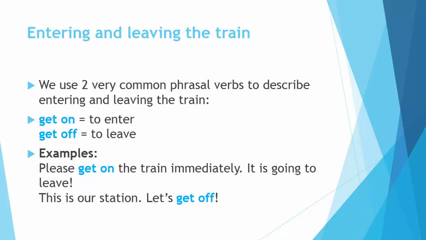Entering and leaving the train. We use 2 very common phrasal verbs to describe entering and leaving the train. Get on, it means to enter. Get off, it means to leave. Examples: please get on the train immediately, it is going to leave. The second is, this is our station, let's get off.